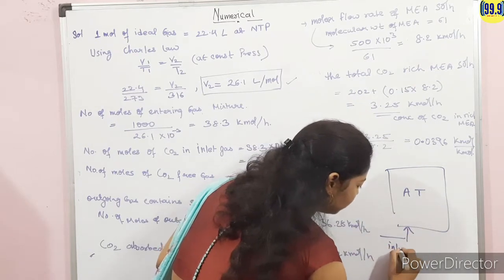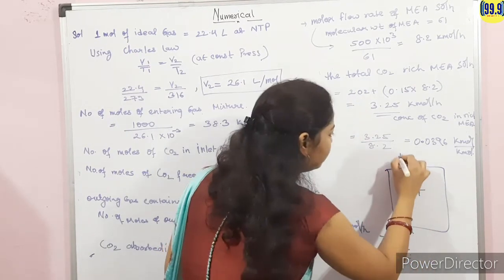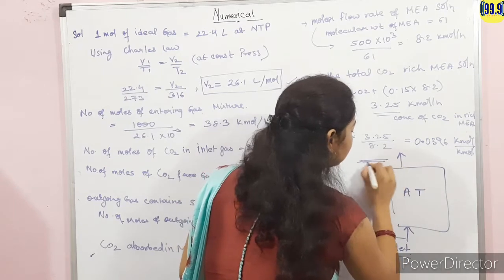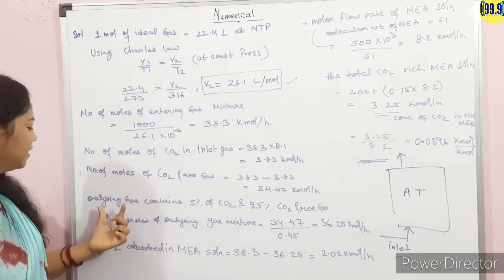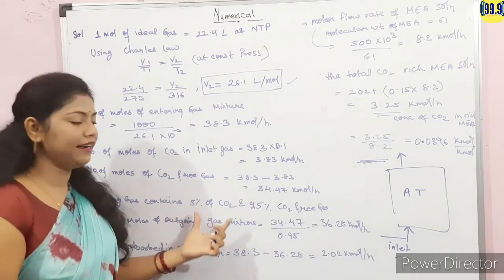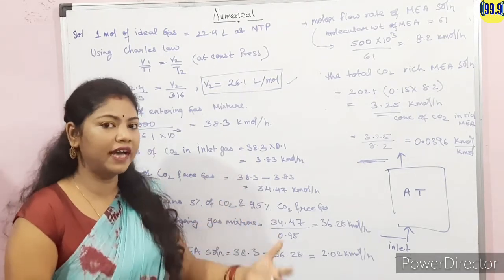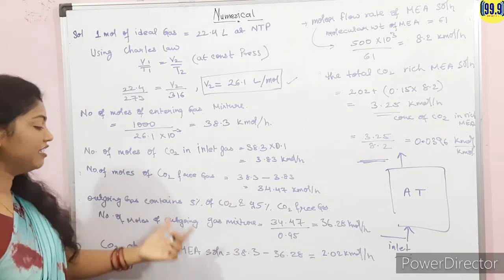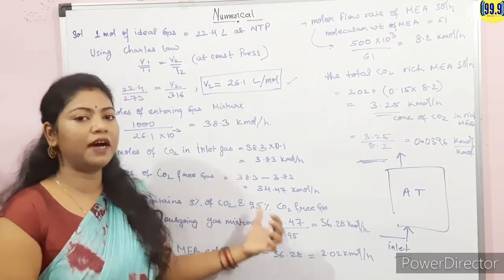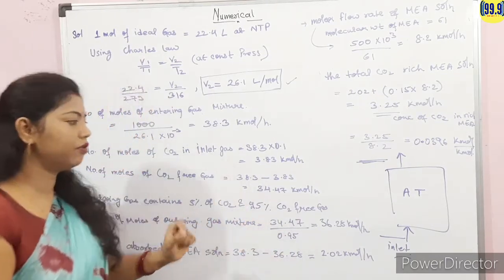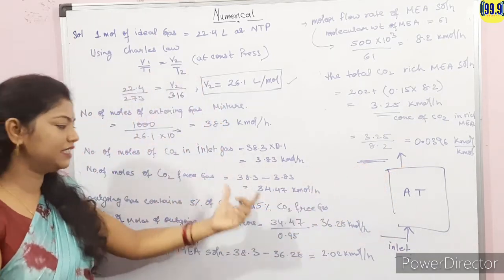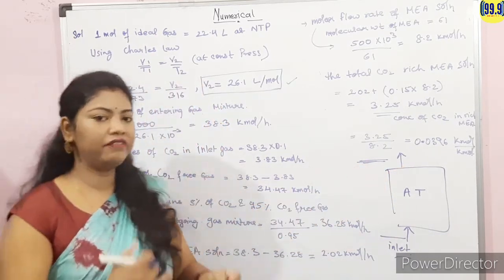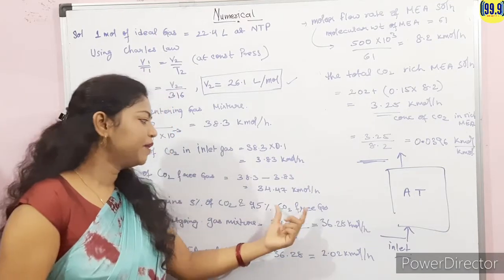inlet we calculated. Okay, now come to the outlet of the gases, that is the outgoing gas. In the question it is given that 5% of carbon dioxide is present in the outlet stream, and it means 95% CO2-free gases are present.